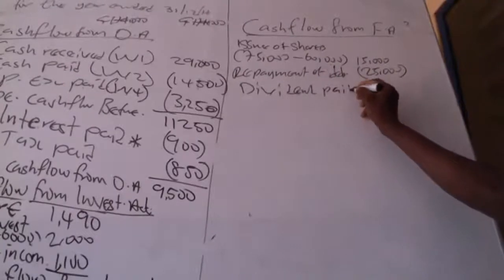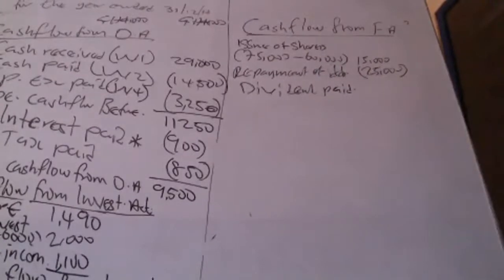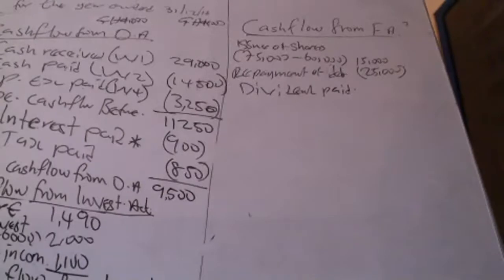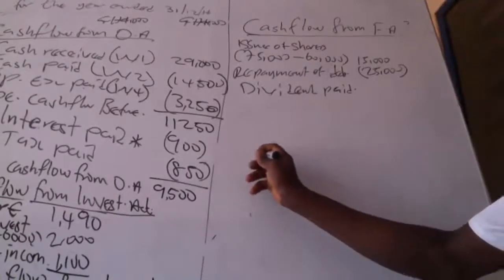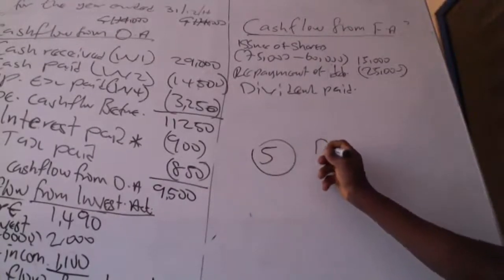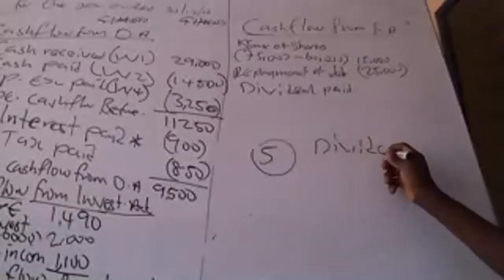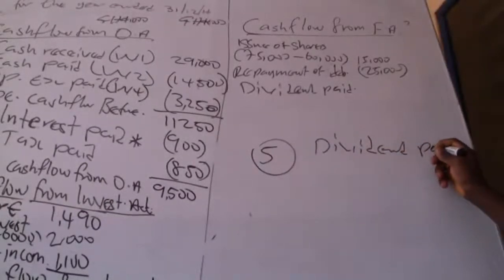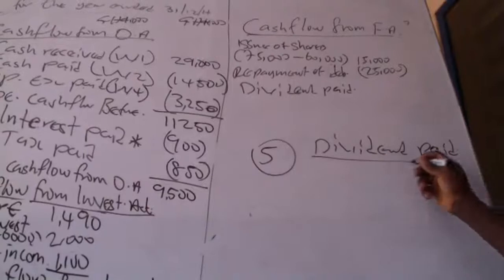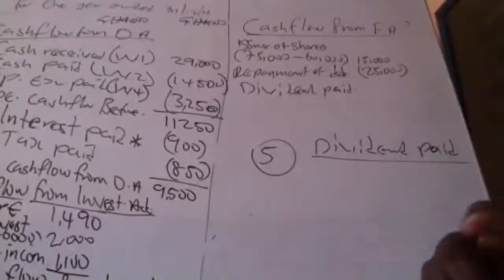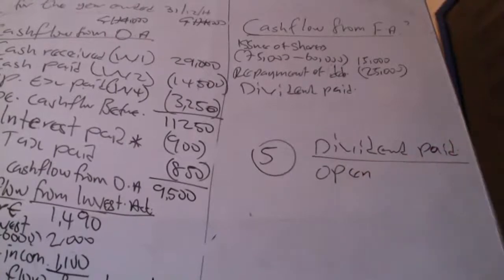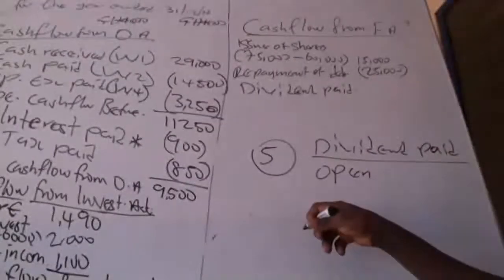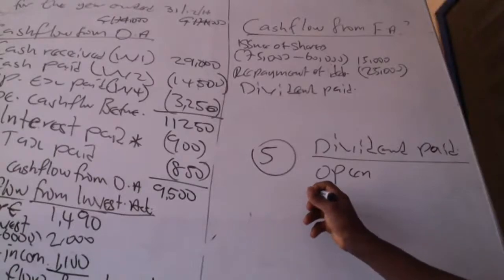Dividend paid. This was our last working number. Our last working number was workings 4, right? So let's go to workings 5, dividend paid. Like I said, for cash flow purposes, anytime I'm looking for paid, don't worry. The open balance of that item, where can you find it? Financial position. That item.